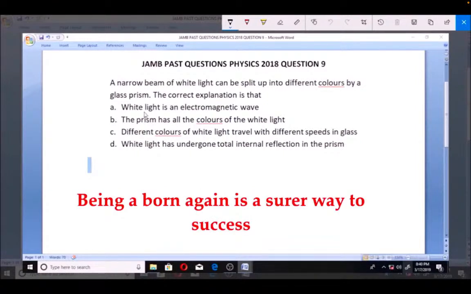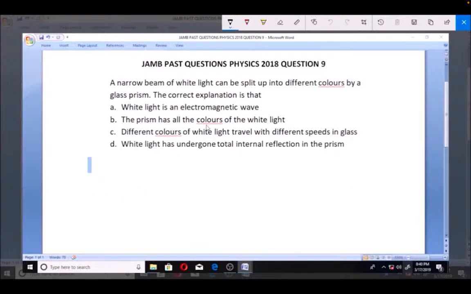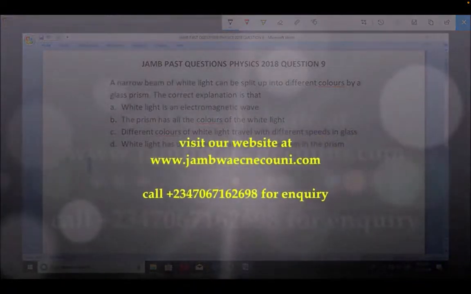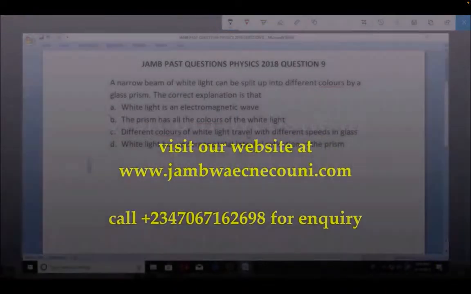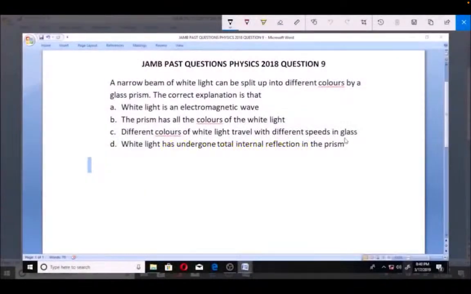White light is an electromagnetic wave. B. The prism has all the colors of the white light. C. Different colors of white light travel with different speeds in glass. D. White light has undergone total internal reflection in the prism. So what is the answer to this problem?